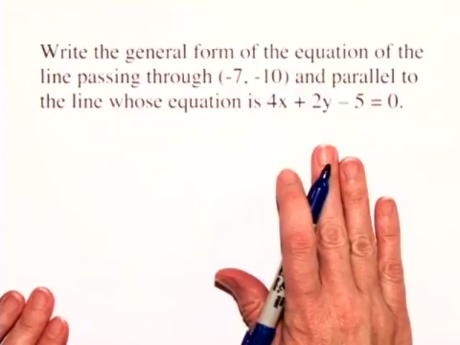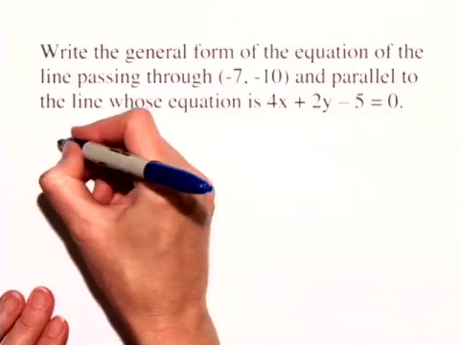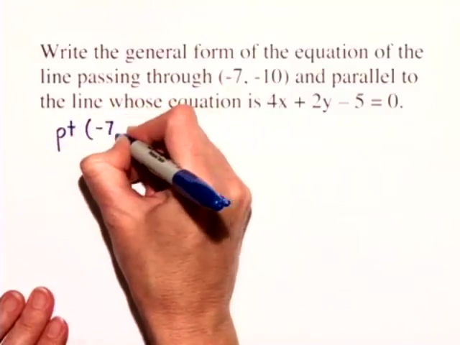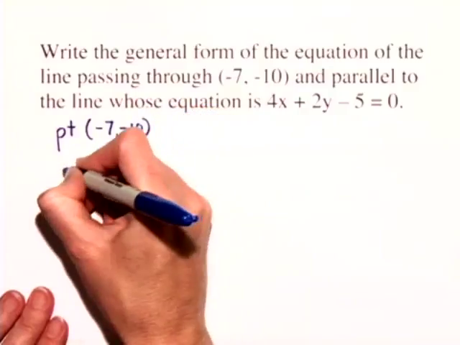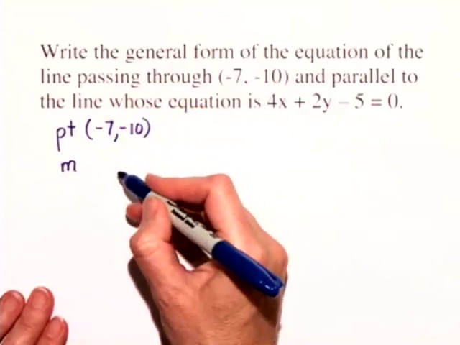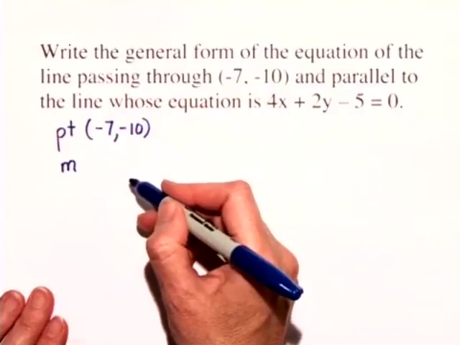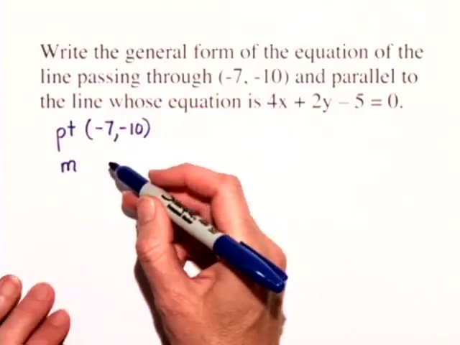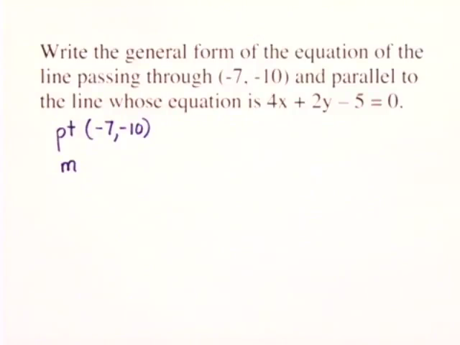Now, anytime we want to come up with an equation of a line, if we have a point, which we do in this case, (-7, -10), and if we also have a slope, we can come up with the equation of the line by starting with the point-slope form. But we don't have a slope quite yet, but we can get the slope.